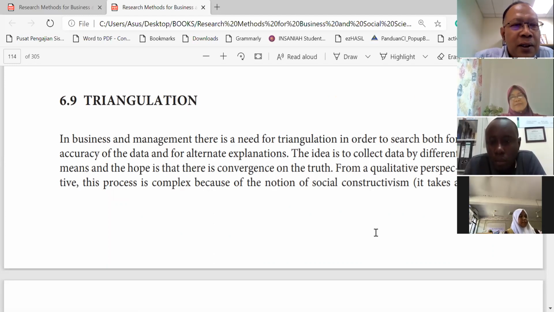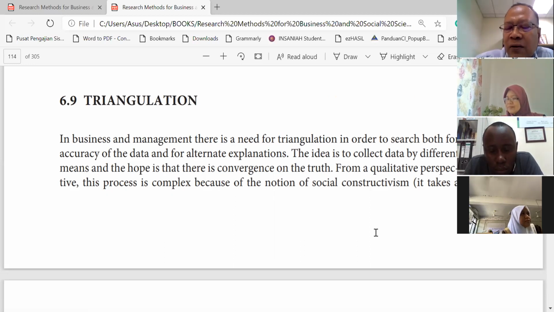Okay, let's talk about triangulation. In today's research, there is a need for triangulation. Why do we need triangulation? Sometimes one method that we use cannot give us the comprehensive data in order to answer the research objectives and the research questions.